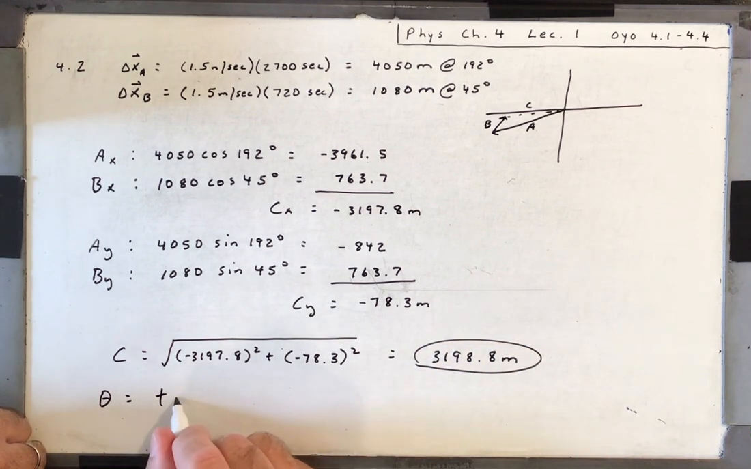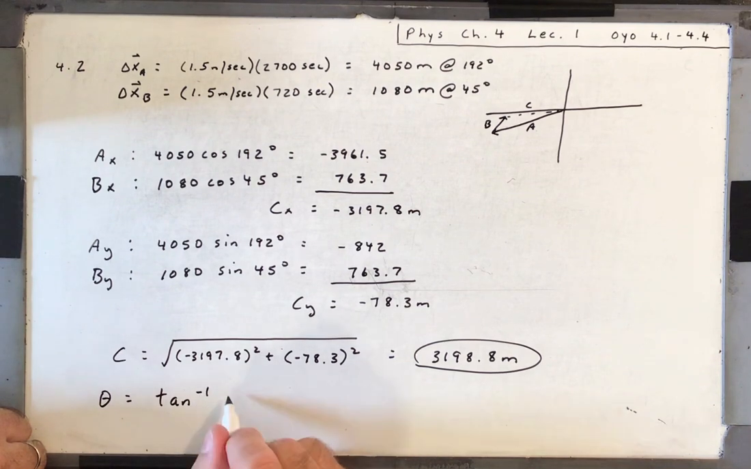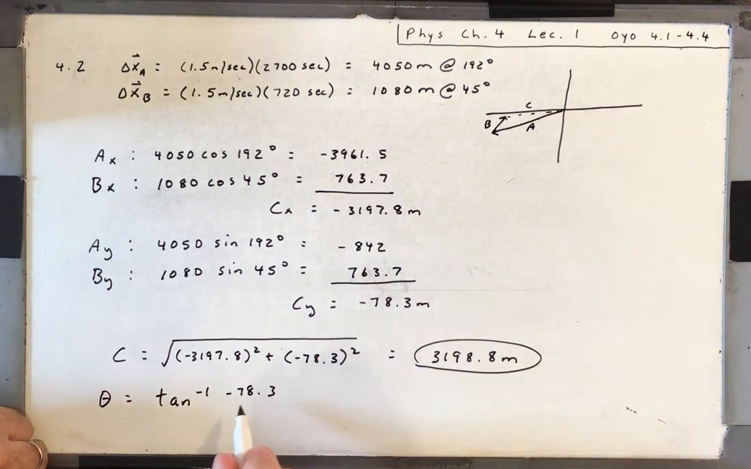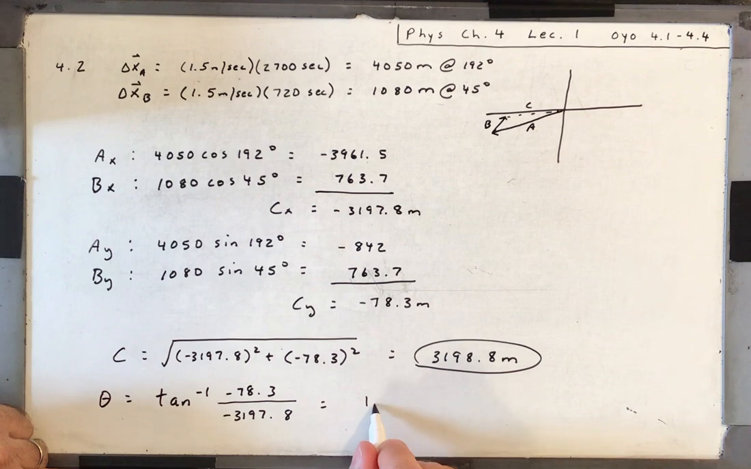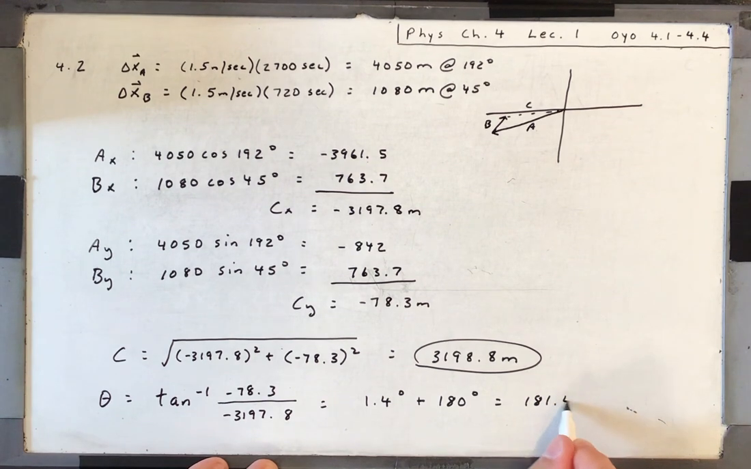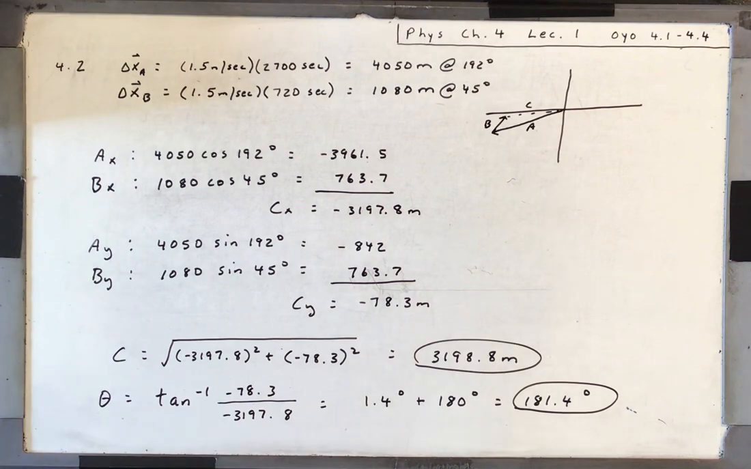And theta would be the inverse tangent of negative 78.3 over negative 3197.8. Both components are negative, so we are going to end up in the third quadrant. So that's 1.4 degrees. You know that that's not correct. So we have to add 180 if we're in the third quadrant. So that's 181.4 degrees. So that's our magnitude and direction.